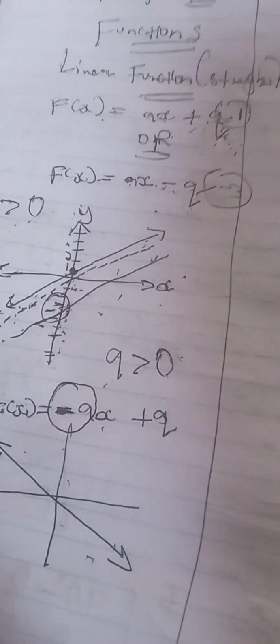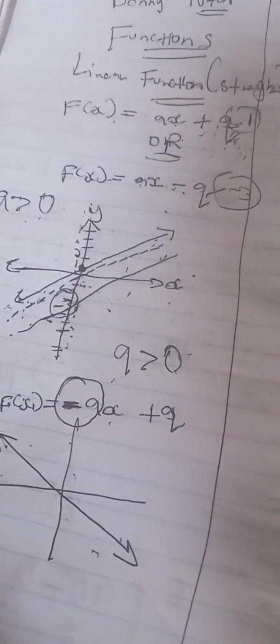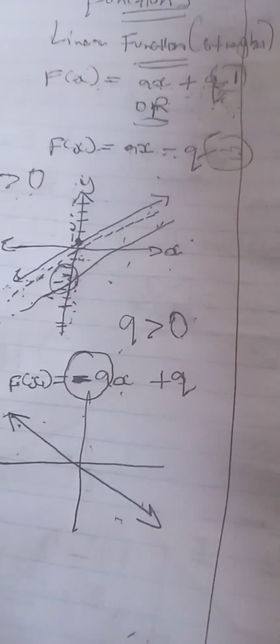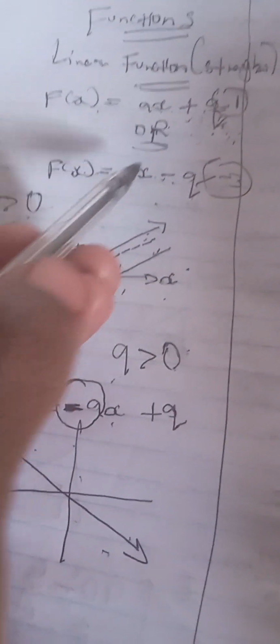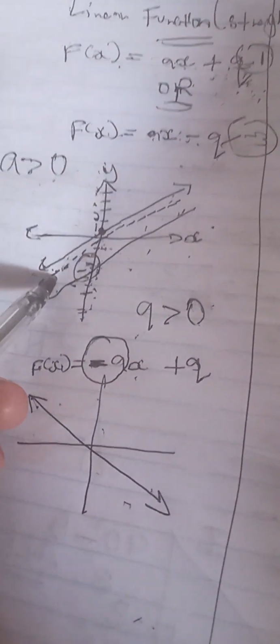But I want to move on. Let's check something also. The value of a definitely tells us about the gradient of the graph. But in this case, I want to explain it in a simpler way. So in the simpler way, when the value of a is positive, my graph should cut in the first and third quadrant. When a is negative, my graph should cut in the second and fourth quadrant.